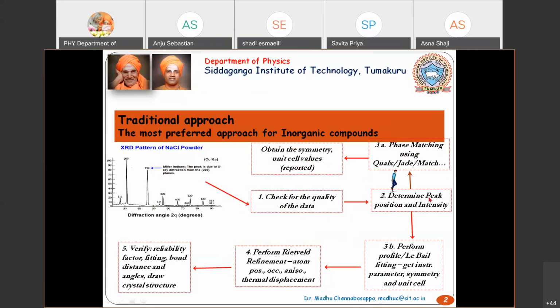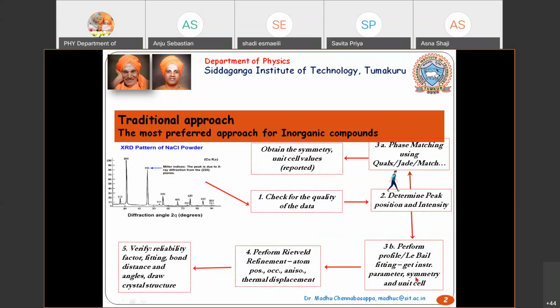The second thing we did was profile fitting, or to be more precise, Le Bail fitting. Le Bail fitting gives more precise unit cell and symmetry for your sample. The one you get from the reported data is a rough estimate; it is not the unit cell parameter for your sample. It is just the starting values. But when you do a Le Bail fitting or a profile fitting, you get the unit cell parameters for your sample.